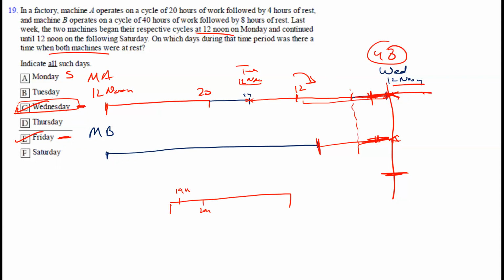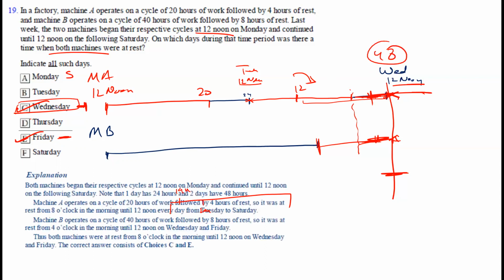So if we are meeting on Wednesday, and again they start at the same time on Wednesday, 12 noon, they will again meet on Friday. So there's a difference of 1 day. So options C and E are correct.